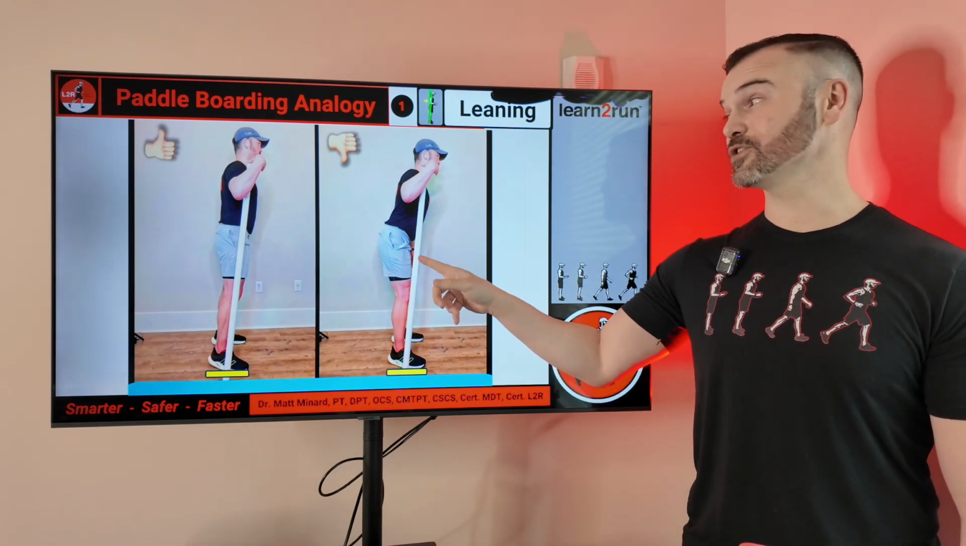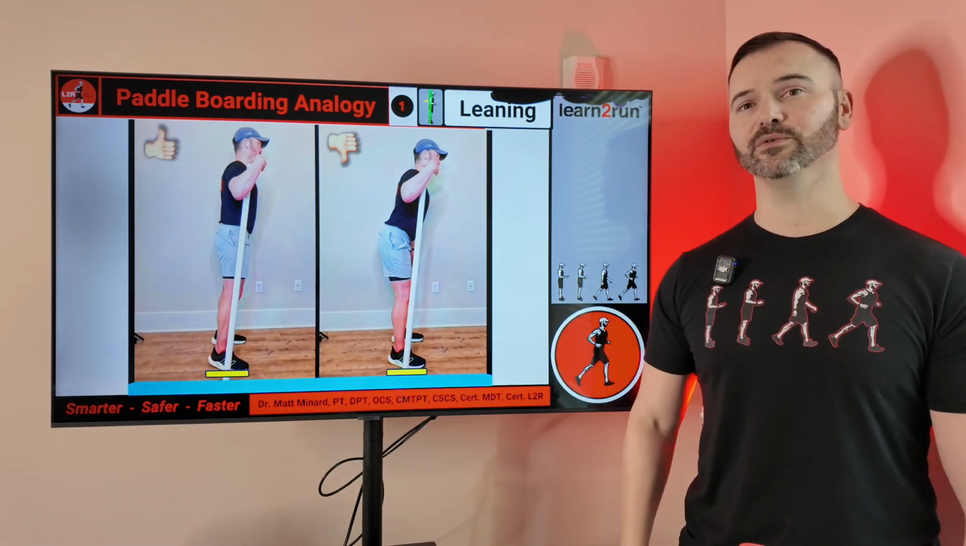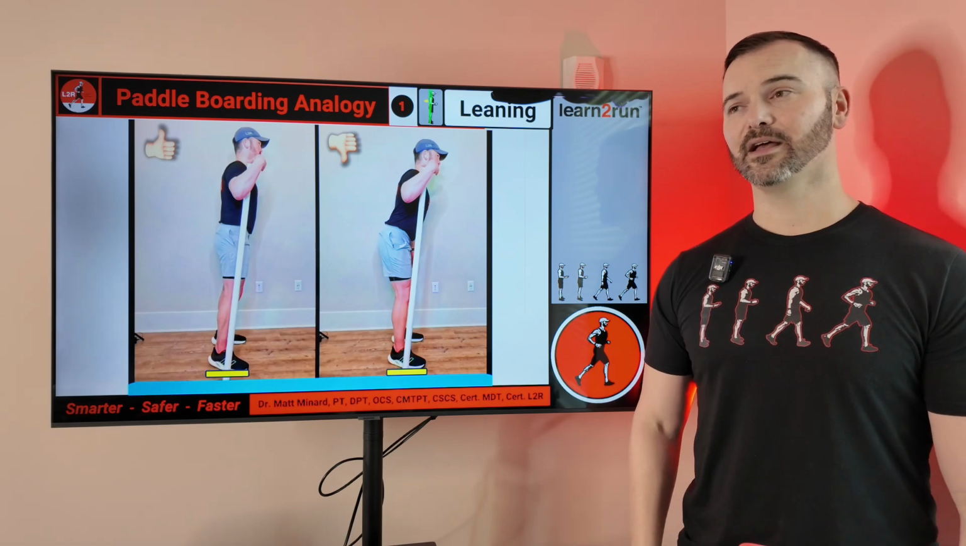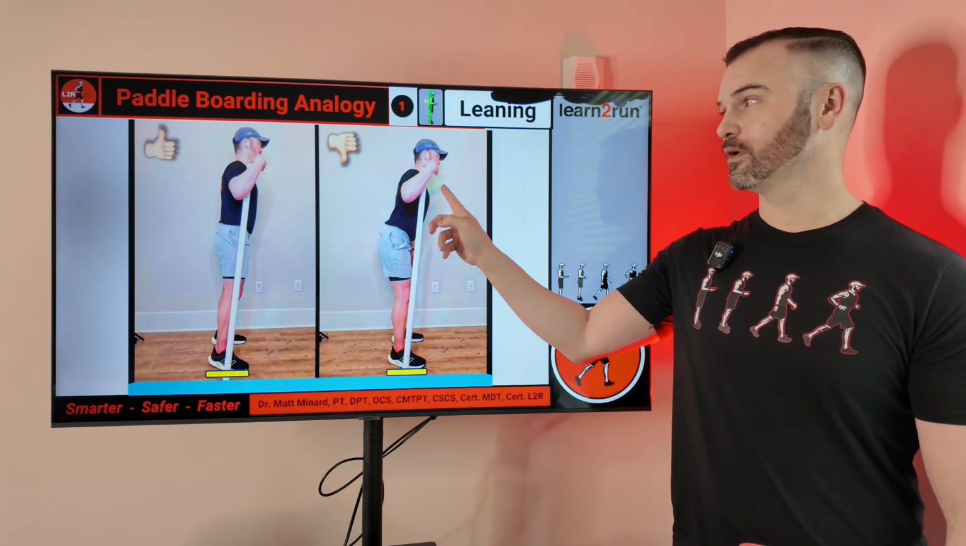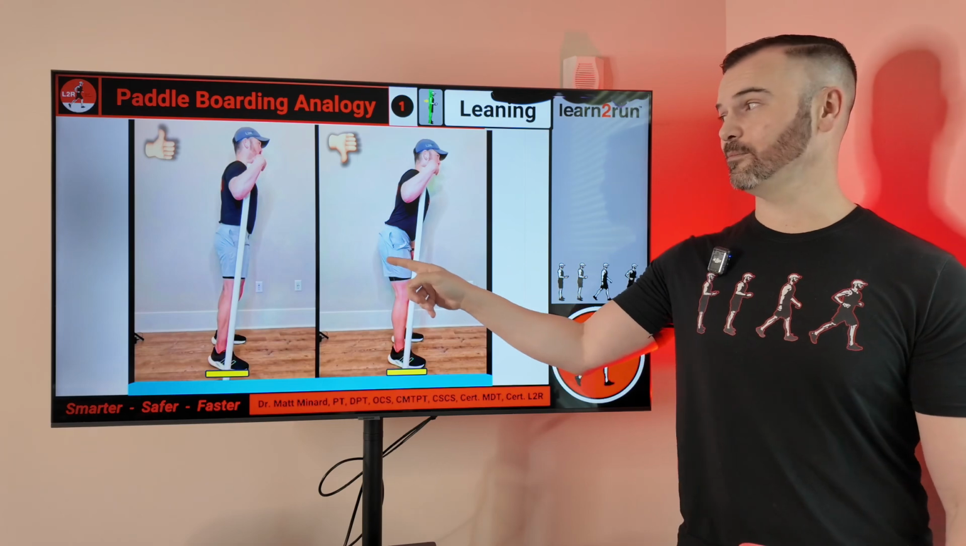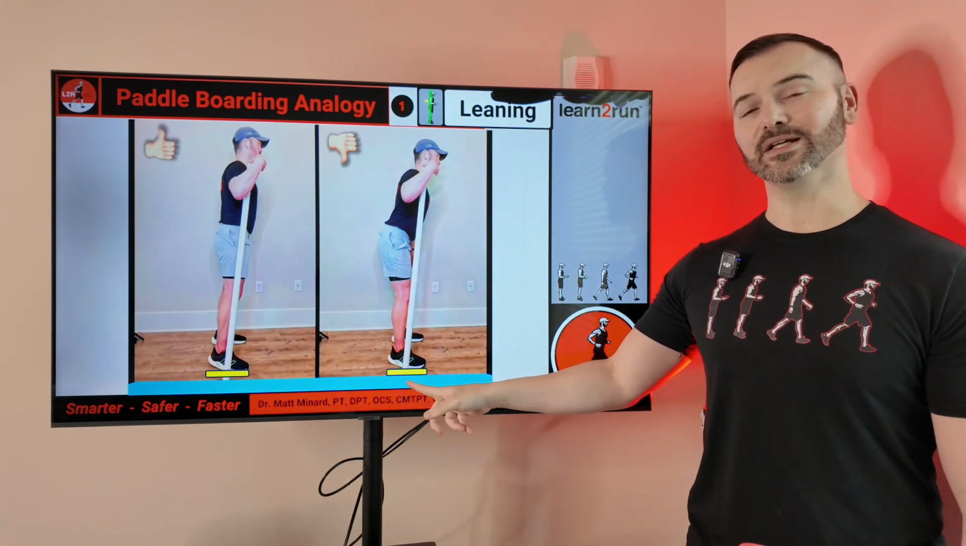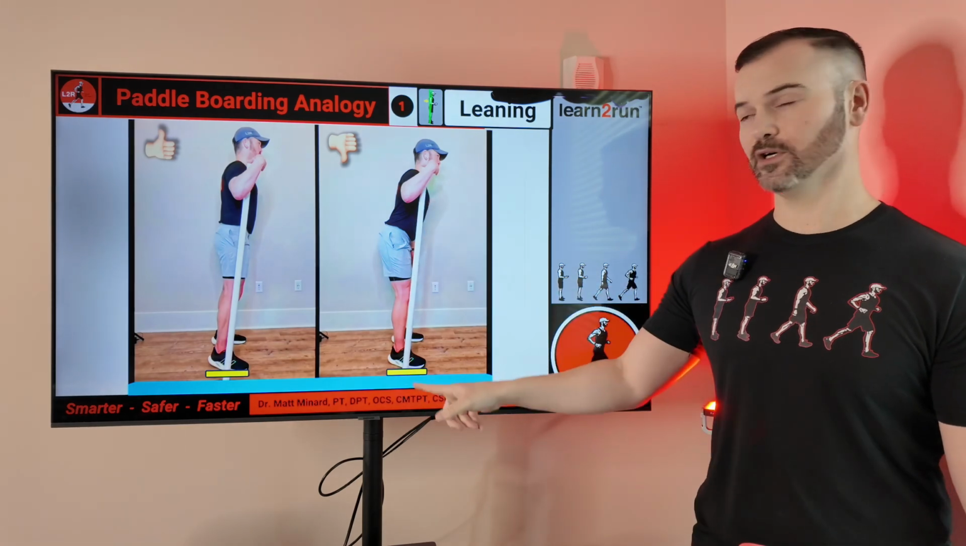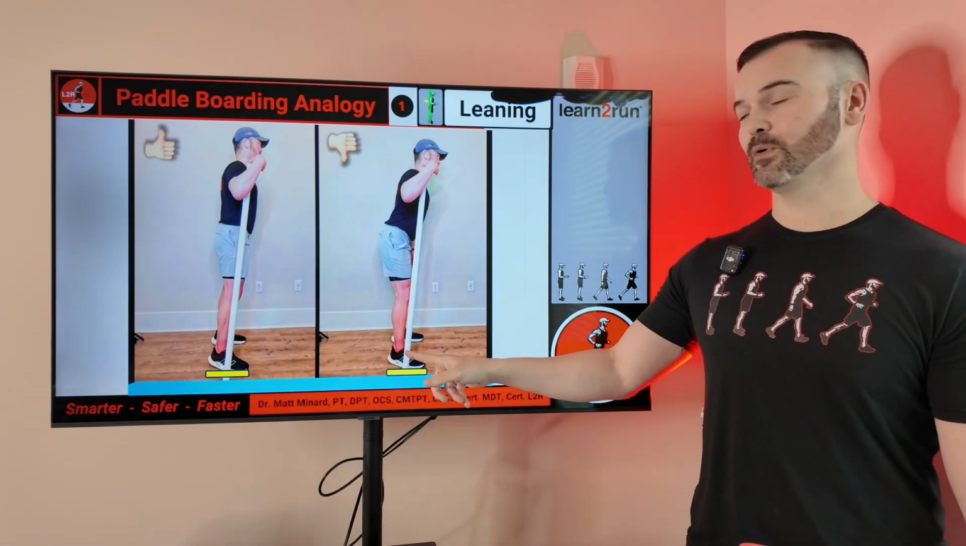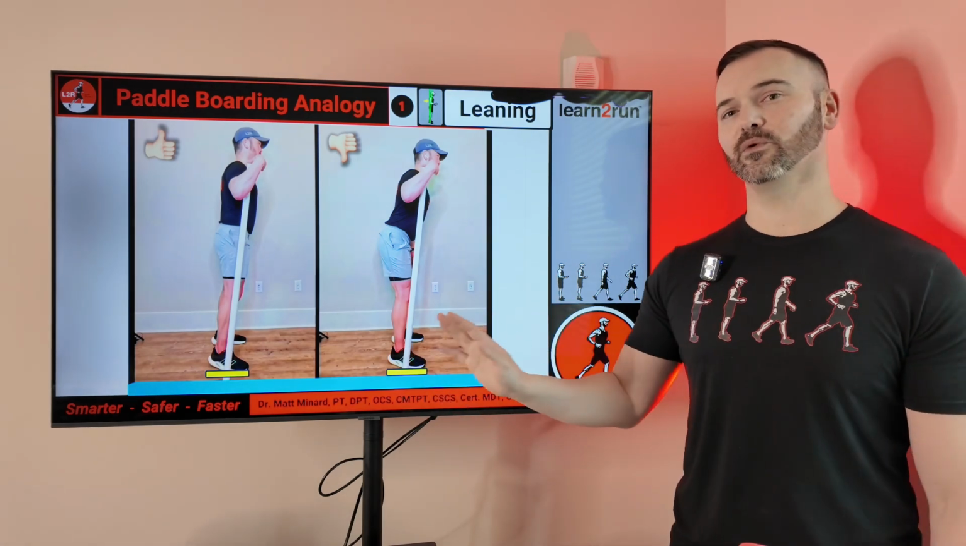Subconsciously, to prevent yourself from falling, this is what you would do. It's all a balancing act. As your shoulders would go forward, your hips would simultaneously come back to keep your weight centered. And that's why here, yes, we're leaning, but we're not shifting the center of mass forward.